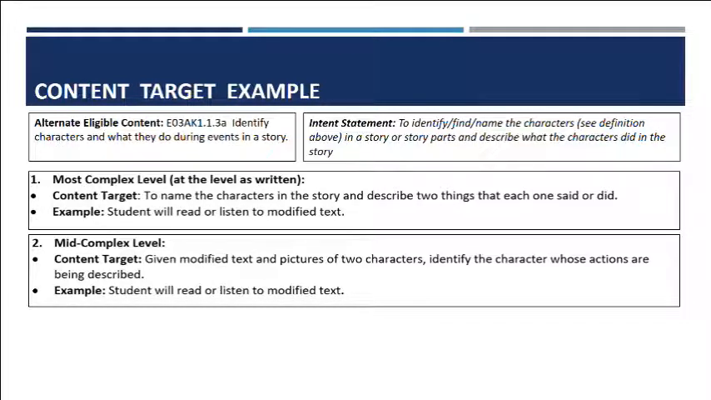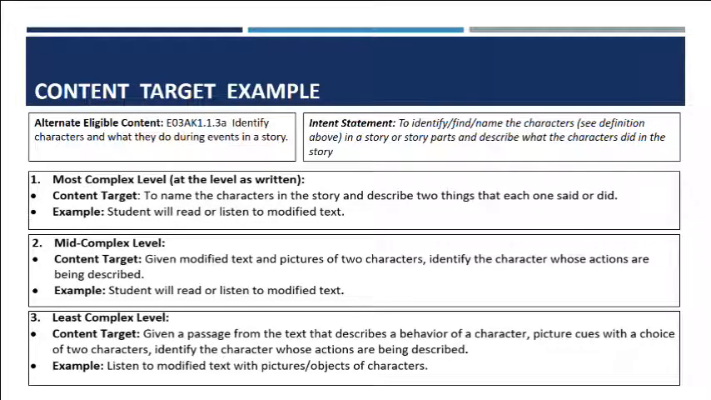Mid-complex, we're going to reduce the text even further and give some pictures of characters so the student can identify the character whose actions are being described. So you see, it's being reduced even further, and so it still doesn't have specific student mastery criteria. How am I going to know what's my measure that the student is able to do that? And at the least complex level, we're going to have the text describe the behavior, picture cues of 2 characters, and then we're going to identify the character whose actions are being described. So we've reduced that even further.